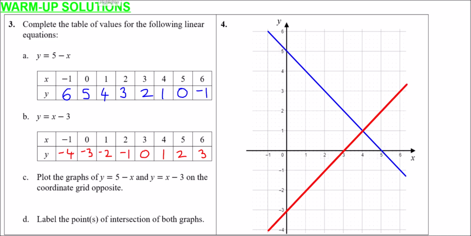So what we need to consider next is where these lines intersect. So the points of intersection, in fact there's only one point you can see. So the intersection is here, and we need to label this. And so this point here where they intersect is clearly 4 and 1. So the point of intersection is (4, 1). So we've now completed those warm-up questions. Let's have a look at the lesson proper.